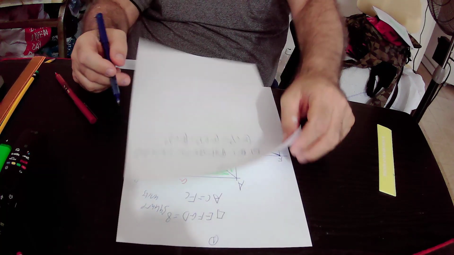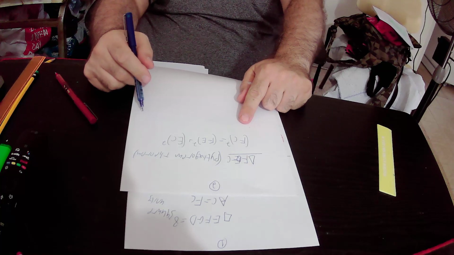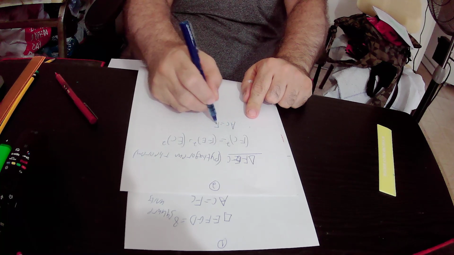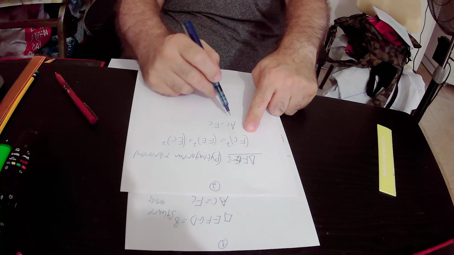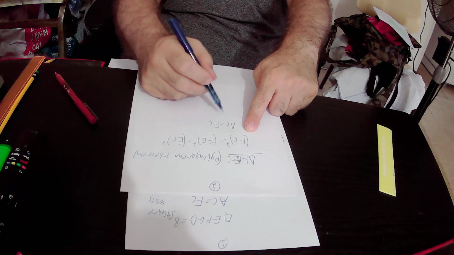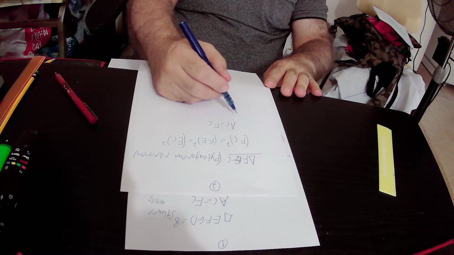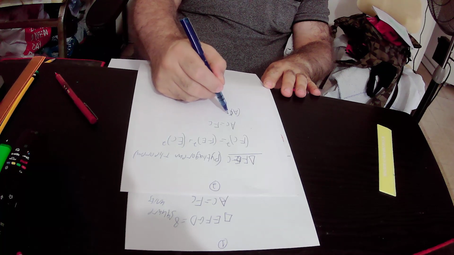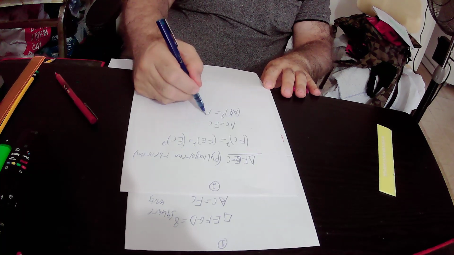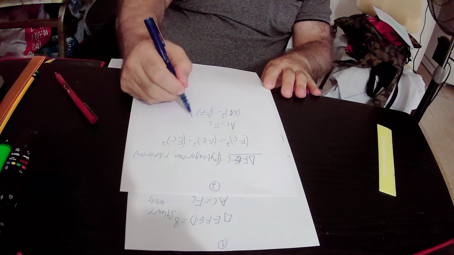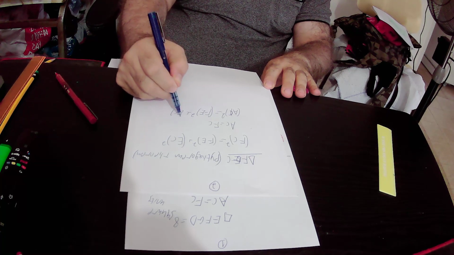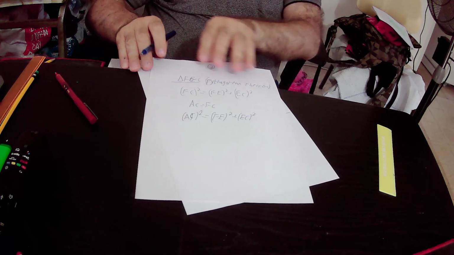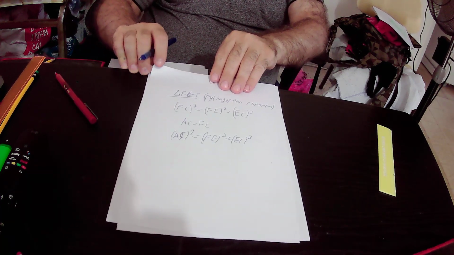Okay, so we can substitute FC in this equality by AC because they are equal to each other. So instead of FC, we will write down AC square equals FE square plus EC square. Okay, AC square equals FE square plus EC square.